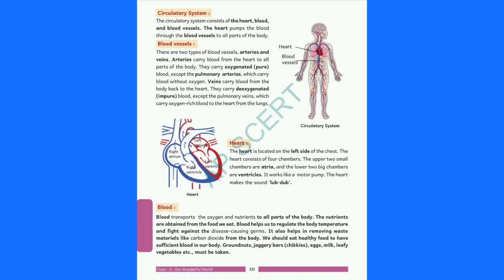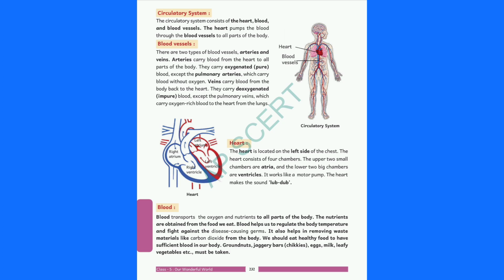Parts of circulatory system. Heart. Blood vessels. Heart. The heart is located on the left side of the chest. The heart consists of 4 chambers. The upper 2 small chambers are atria, and the lower 2 big chambers are ventricles. It works like a motor pump. The heart makes the sound lub, dub. Parts in heart: right atrium, left atrium, right ventricle, left ventricle.